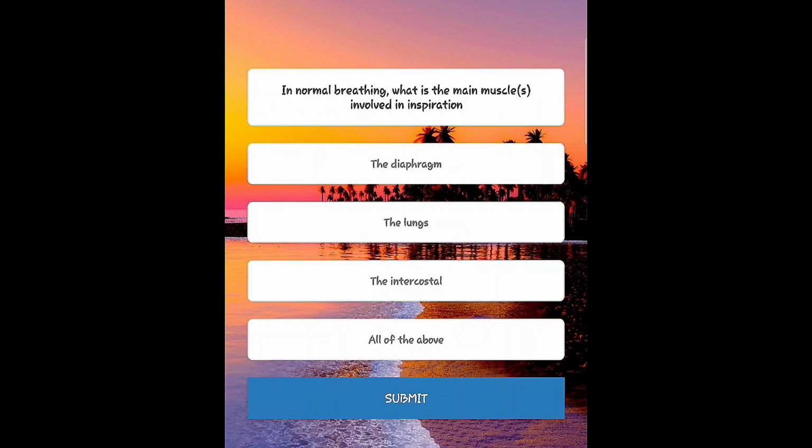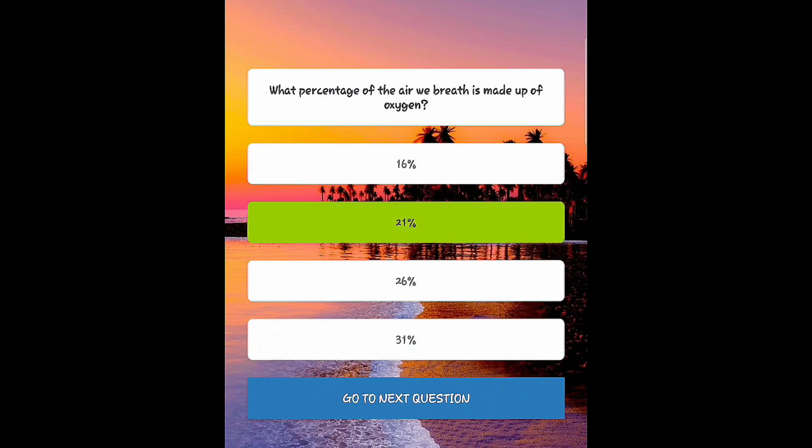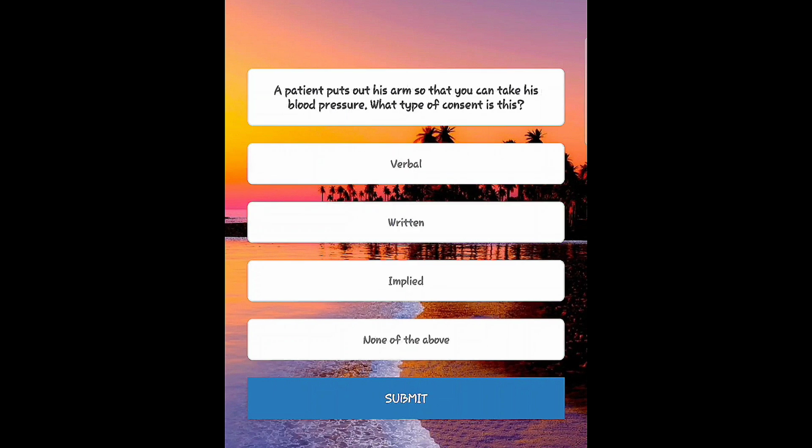Okay. In normal breathing, what is the main muscle involved in inspiration? That's breathing in. That should be... What percentage of air we breathe is made up of oxygen? That's 21%. Yeah, 21. Patient puts out his arm so that you can take his blood pressure.